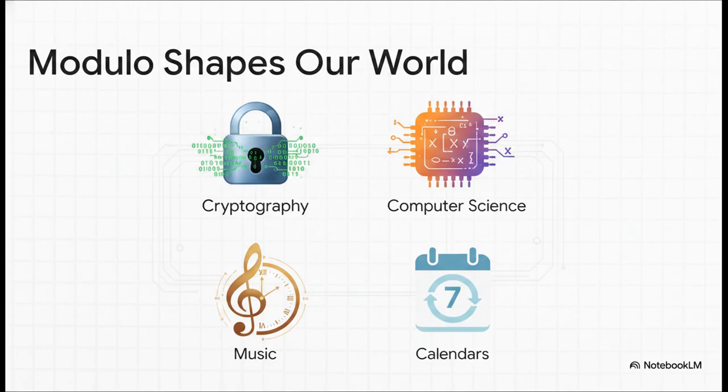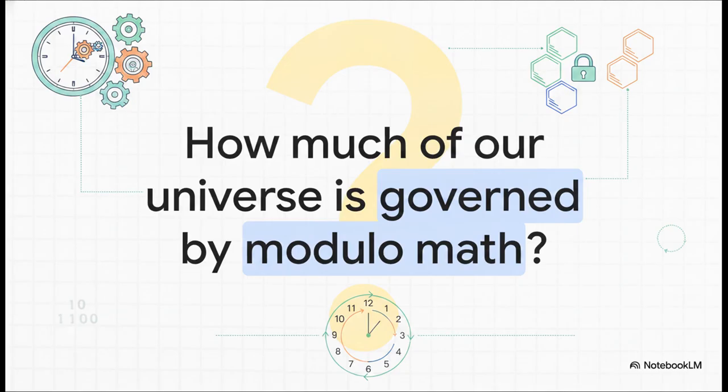across the internet. So that brings us to the end of this explainer. The next time you glance at a wall clock to check the time or hit send on a secure text message, take just a second to ask yourself, how much of our entire universe is secretly governed by the cyclical, wrapping power of modulo math? It's literally hiding in plain sight, keeping our world ticking perfectly in time.